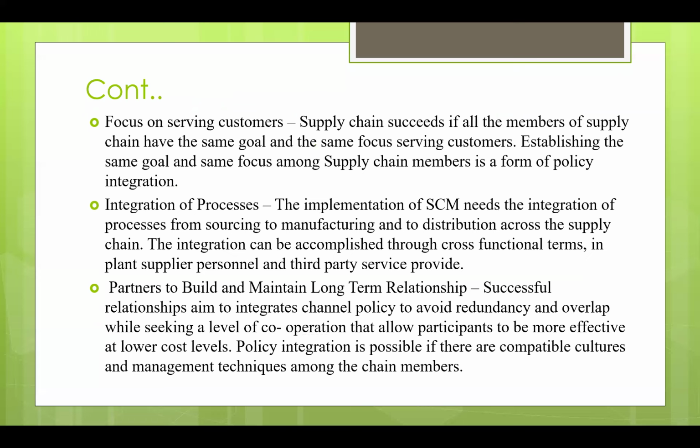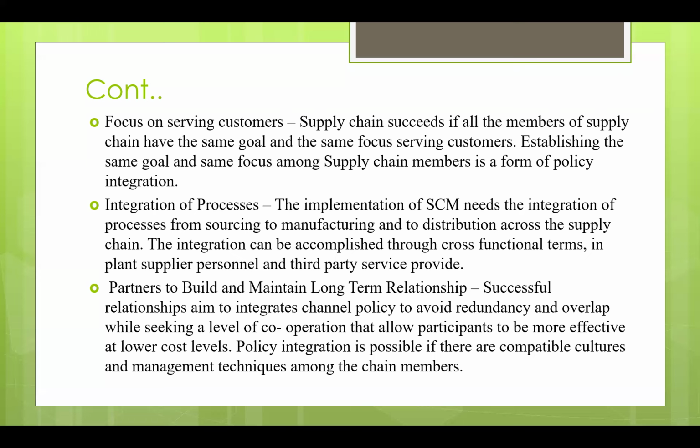Then integration of processes is required. That is, implementation of supply chain management needs the integration of various processes, that is from sourcing to manufacturing and to distribution across the supply chain. That is, integration of all these processes is required. The integration can be accomplished through cross-functional teams, in-plant supplier personnel and the third-party service provider.